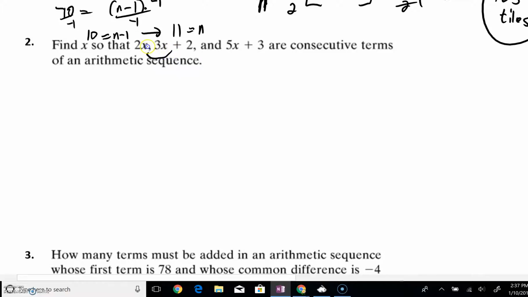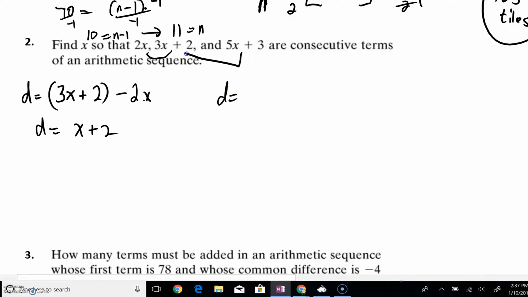Well, remember that your common difference must be the same. 3x plus 2 minus 2x. Here are consecutive terms, and if we were to work that out, we'd get that d is going to equal, well, 3x minus 2x is just 1x, and that's x plus 2.